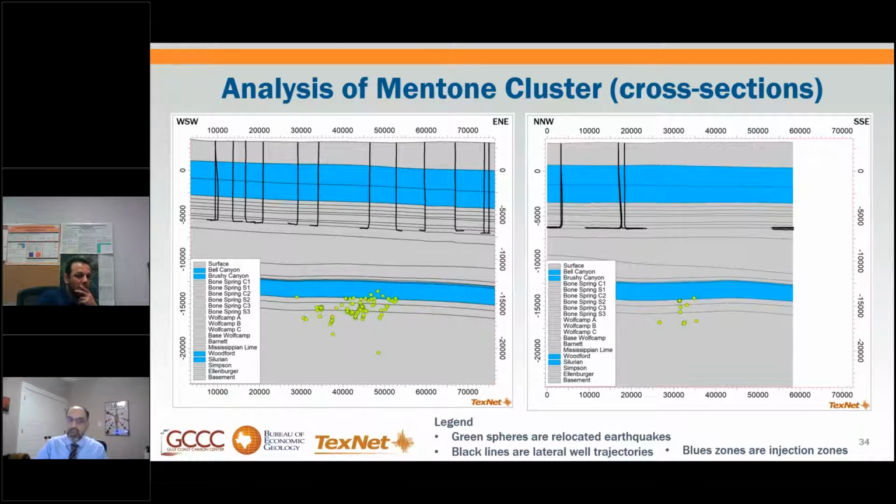You can see with blue the two different zones, the shallow and the deep ones, where we have the saltwater disposal. You see the lateral wells, the black lines, where you see the depth of the fracking, and you can see also the distribution of the relocated high precision earthquakes. Most of the seismicity is very close to, inside the deep injection zone, and it is related to the basement rooted faults that go from the basement to this deep injection zone. Next slide.